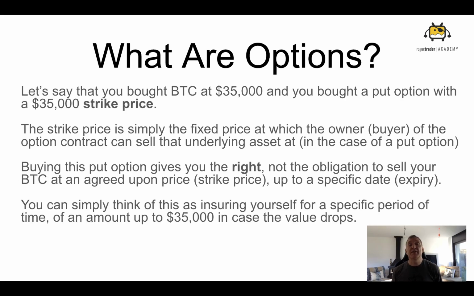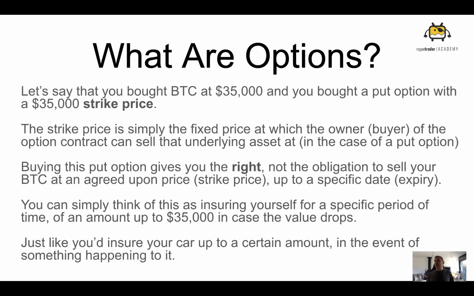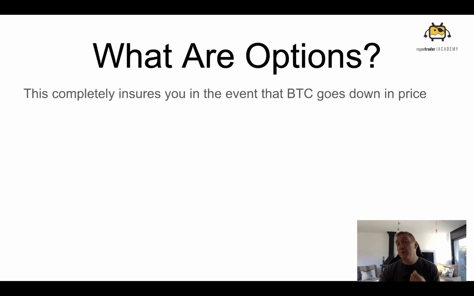So you can simply think of this as insuring yourself for a specific period of time, up to $35,000, if the value of that asset of Bitcoin drops. Just like you would insure your home or your car up to a certain amount, a value amount, in case something bad happened, right? Now, this would completely insure you in the event that Bitcoin goes down in price because you insured yourself for the same amount that you happen to purchase it at.